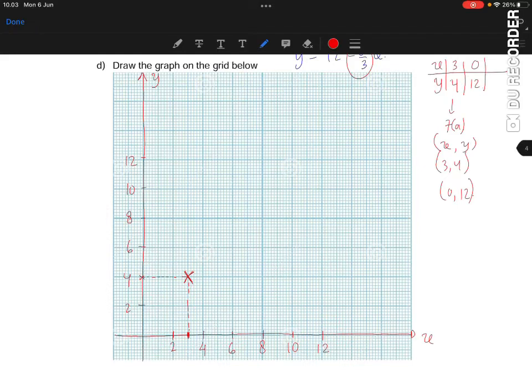You have 0,12. If you want to make a line, you need at least 2 points. You have 2 points already, right? So 0 is here, and then 12 is here. So 0,12 is going to be here. Now I need you to connect these points and make a line. I'm not using a ruler, so please pardon my hand drawing. Okay, finish. We finished, right?